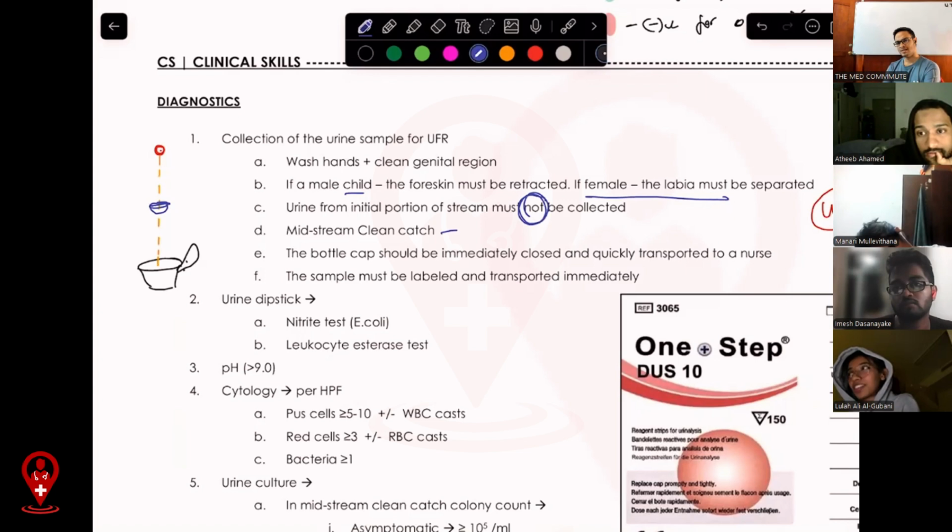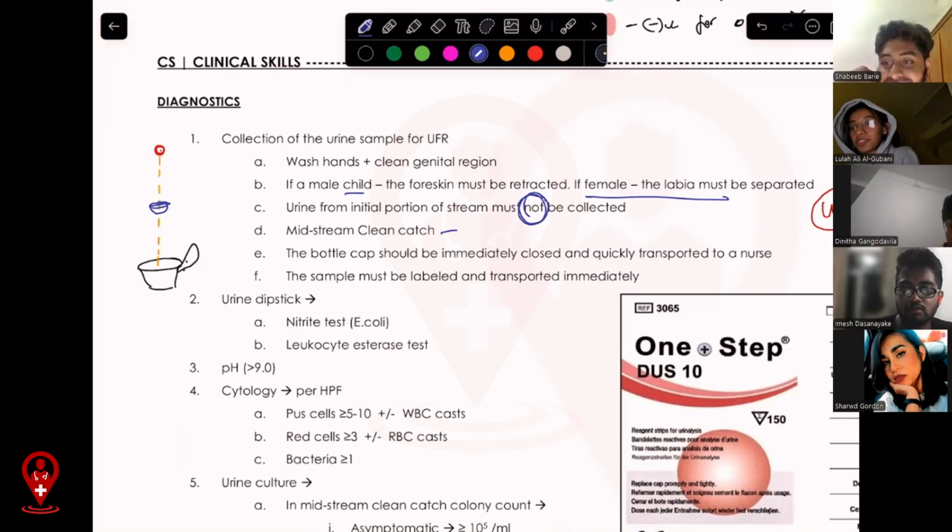Any idea? Wait and watch. Yeah, you can, but we are risking pyelonephritis. No need to risk that. Good answer, I like it. But look at this: don't wait and watch.